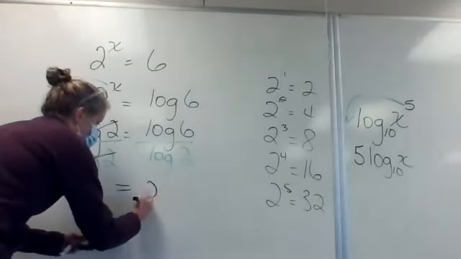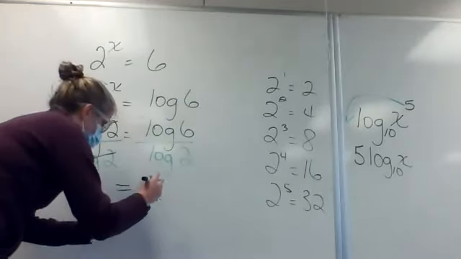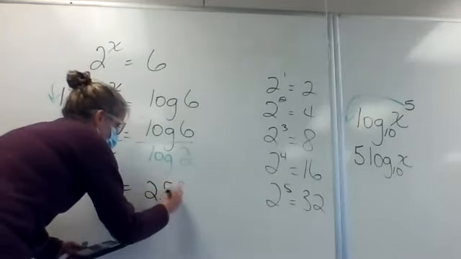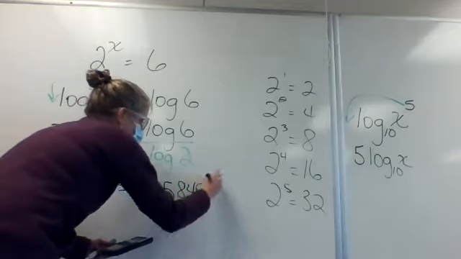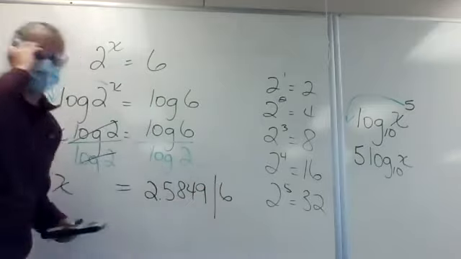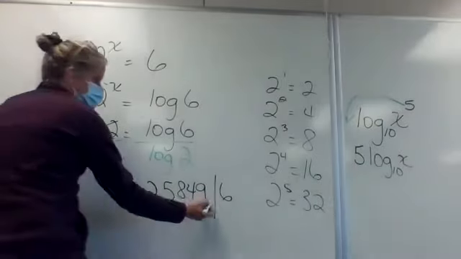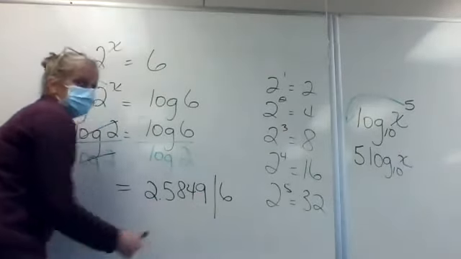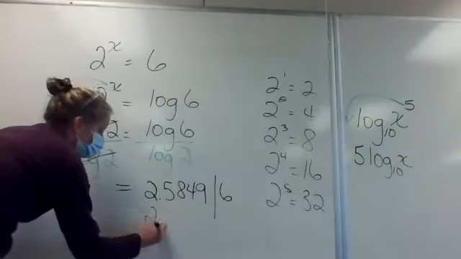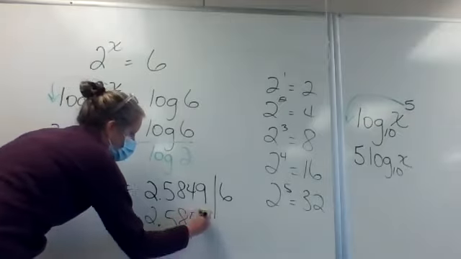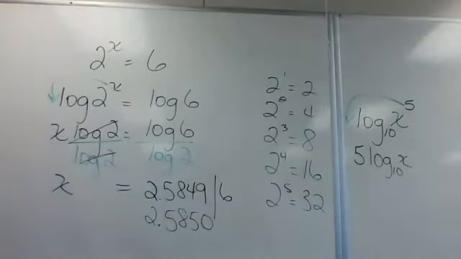So this time I have 2.5849. So I want to go one more spot. That next spot is a 6, which means what's happening? What's this going to turn into? 50. Good. So you have 2.5850, since that 6 rounded it up.